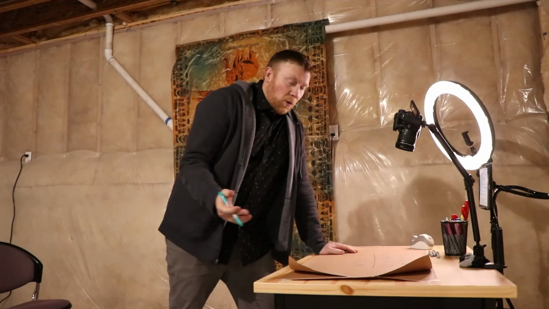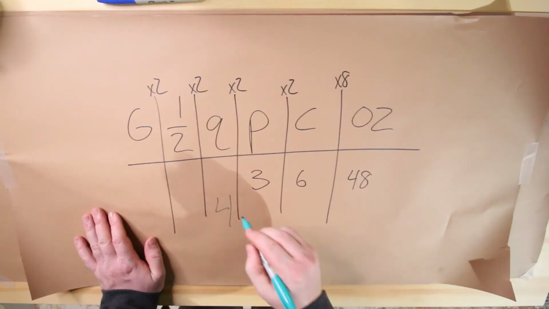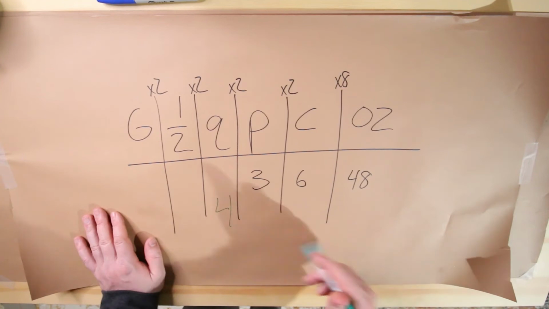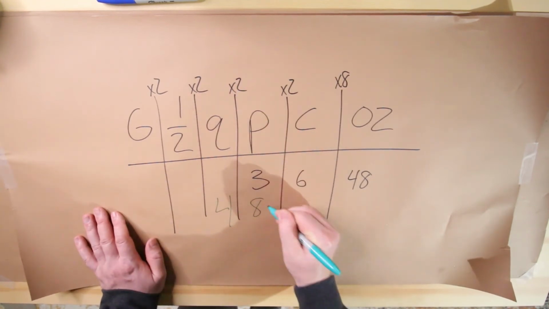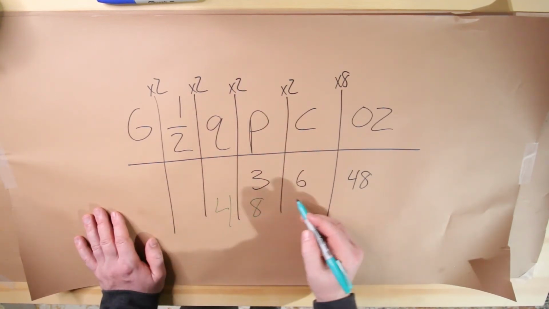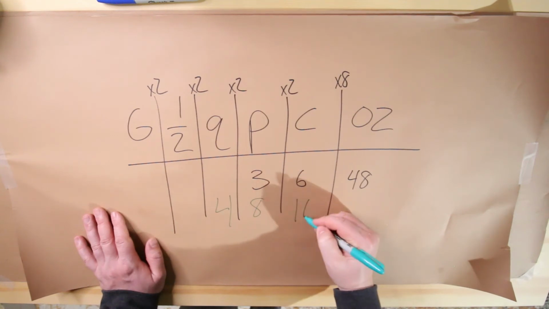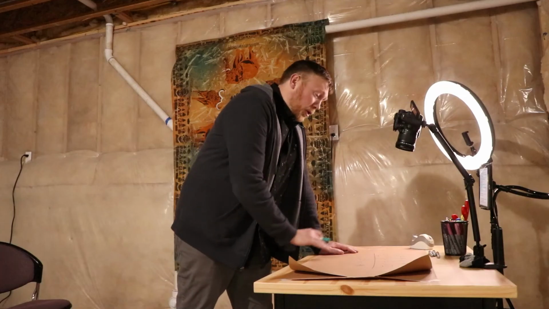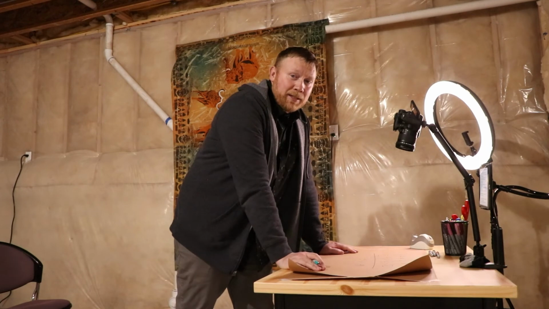Or if I started in quarts and I had 4 quarts to start with, and I'm trying to get to cups, I'm just multiplying by 2, so that's 8. I'm multiplying by 2 again, and that is 16. So 4 quarts is equal to 16 cups.